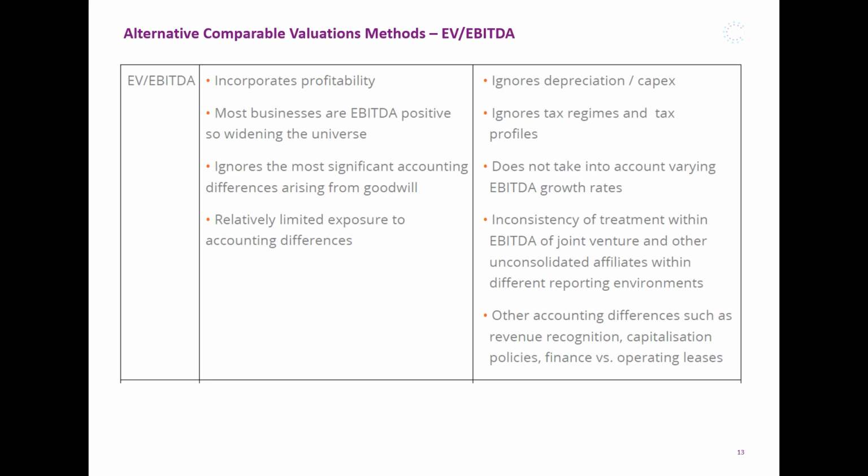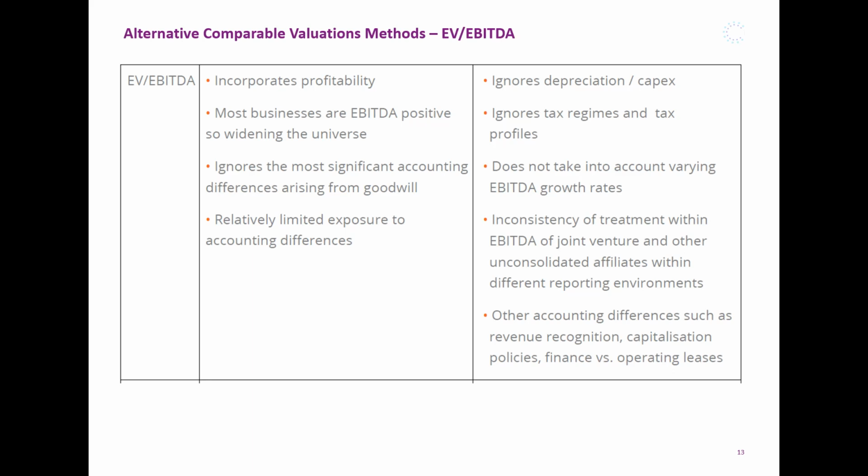Number 2, most businesses are EBITDA positive, so it widens the universe. Number 3, ignores the most significant accounting differences arising from goodwill. So you might have some other accounting adjustments which are below EBITDA level, like in net profit. For example, depreciation is a non-cash expense. So you could be a very profitable business bringing in a lot of cash, but it's not reflected in earnings because of depreciation, right? And that's just one example. There are many other examples which could affect it as well.